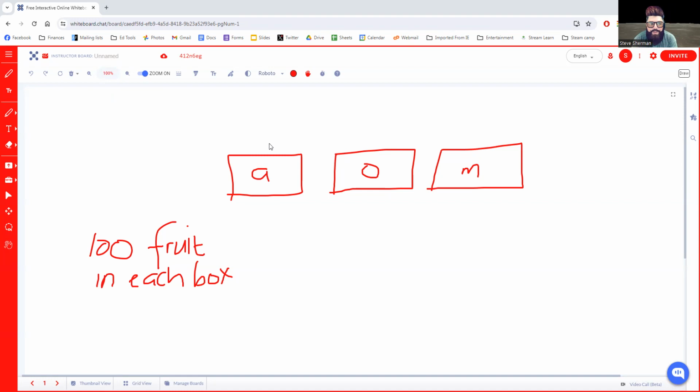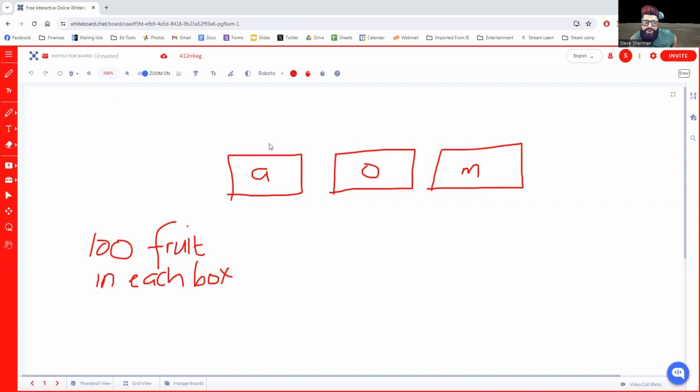But what about the other two labels? So the question is, what is the fewest number of fruit I would need to pull out to correctly identify all three boxes? And of course, these kinds of problems lead to discussion and debate. Are you thinking of an answer in your mind?